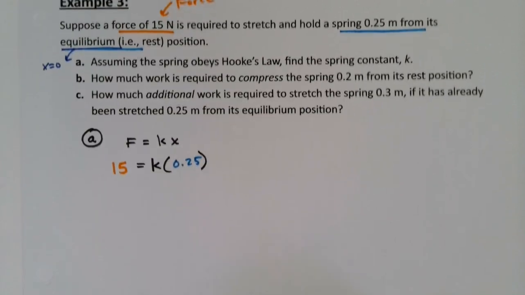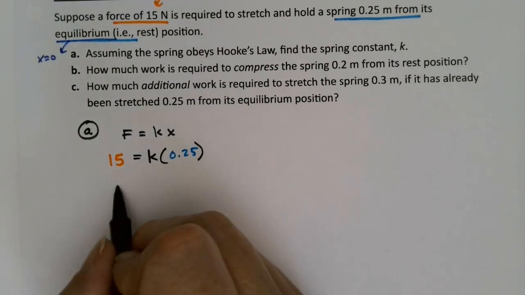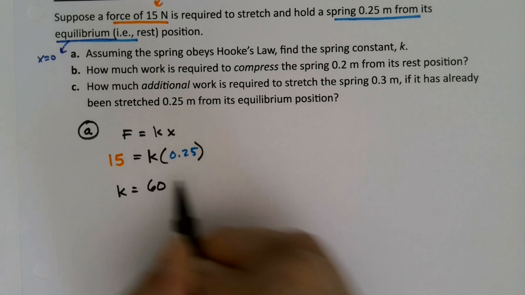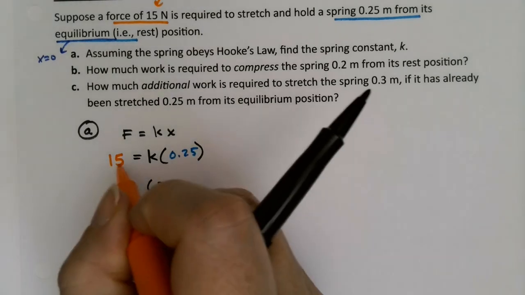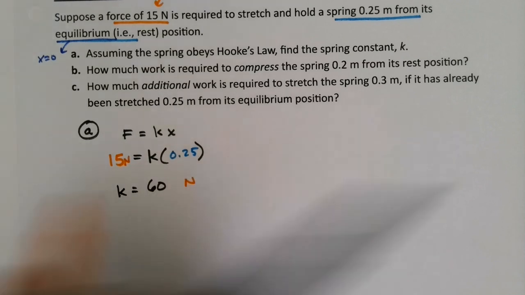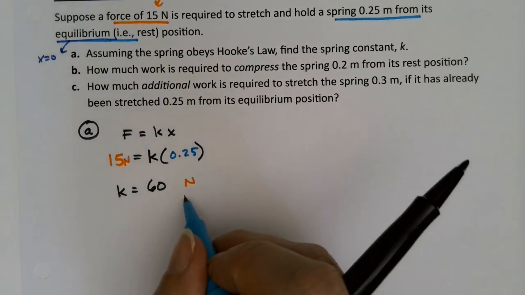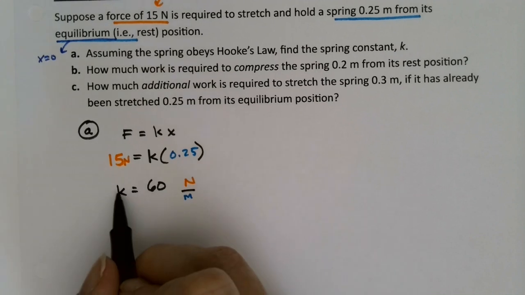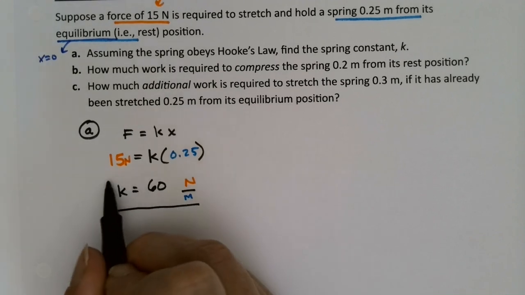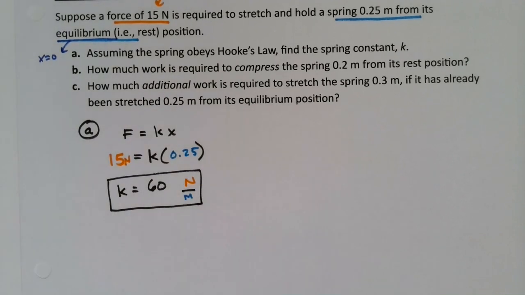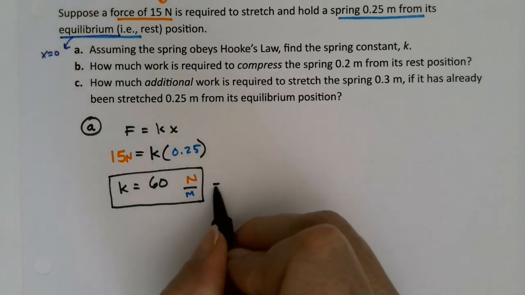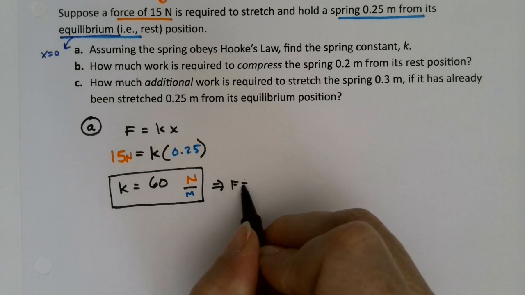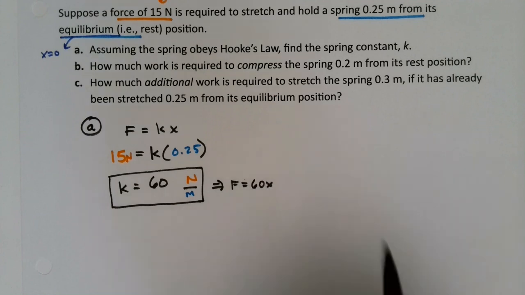And obviously we divide both sides by 0.25 and we get that k is equal to 60. Now remember what these units are. 15 was in newtons, so it's newtons divided by meters. So k is equal to 60 newtons per meter. That's what they asked for. So in case you're interested, that means the force is equal to 60x, or F of x, I should say. The force function.